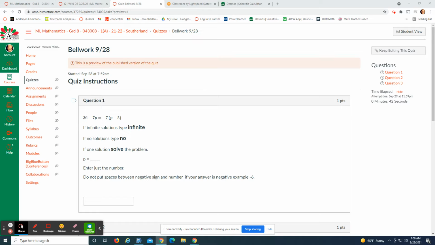And so what you would do is, I'm going to rewrite the problem so that I have room to work. 36 minus 7p is equal to negative 7p, or in parentheses, p minus 5.